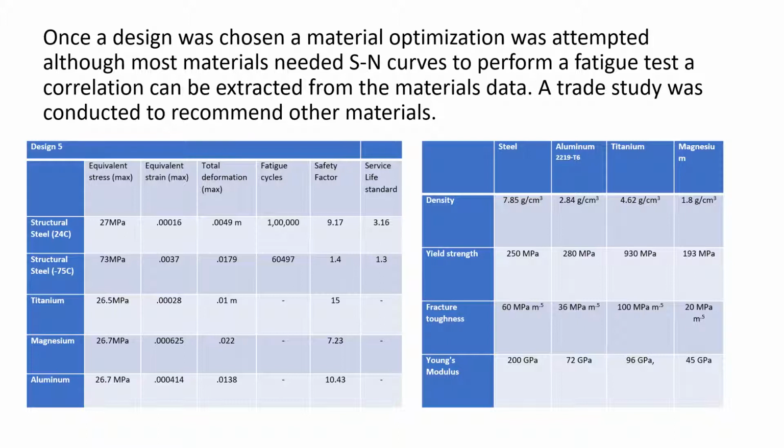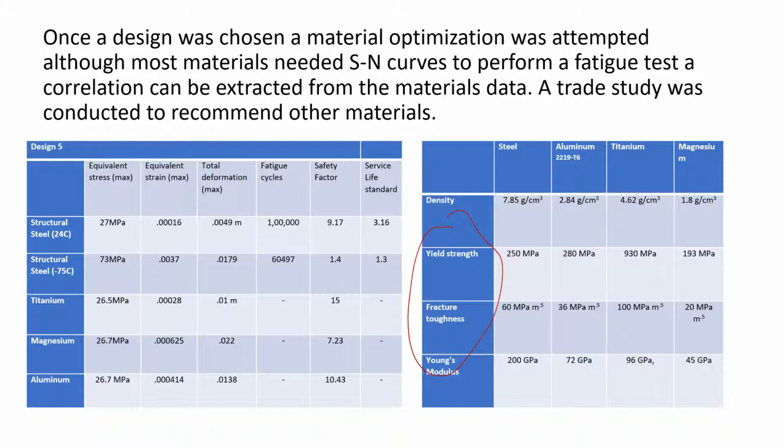A trade study was conducted to recommend other materials. On the left table, we see some of the analysis done for structural steel at 75 degrees, titanium, magnesium, and aluminum. These were done under 24 degrees. Unfortunately, the parameters for running it at 75 degrees were not there, so we could not test for that. However, we did get safety factors and total deformations to compare with structural steel at 24 degrees. And with density on the right side, we have density, yield strength, fracture toughness, and Young's modulus.